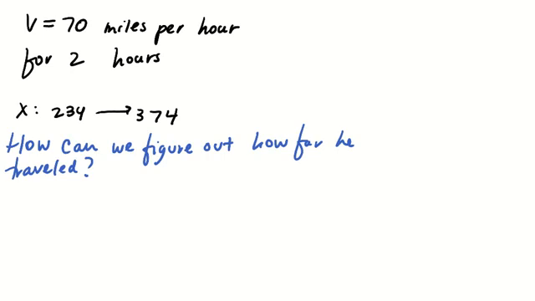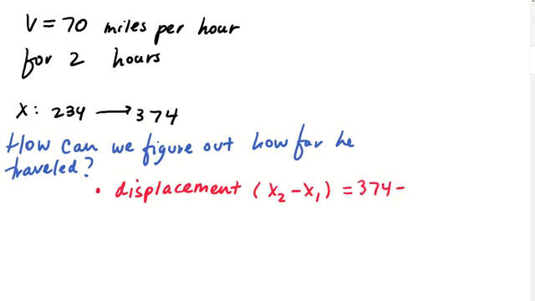Subtraction. Okay, that was not what they did first in yesterday's section, but that's fine. If you went to 374 from 234, we could say that displacement, or final position minus initial position, is going to equal 374 minus 234, which is going to be 140.